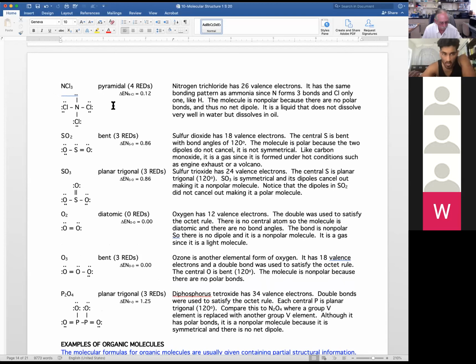Why is it considered nonpolar? Isn't 0.12 still considered a charge? No, to be a charge it's got to be 0.5 and greater. Gotcha.